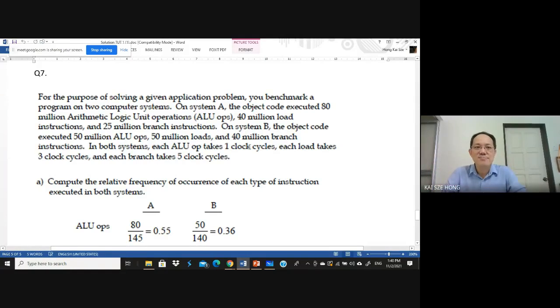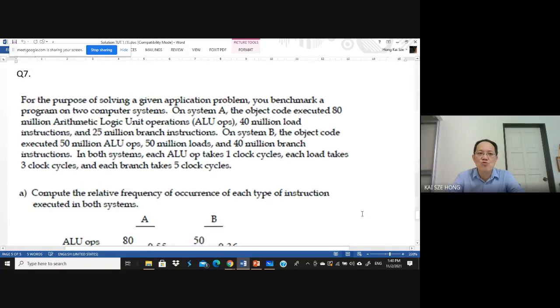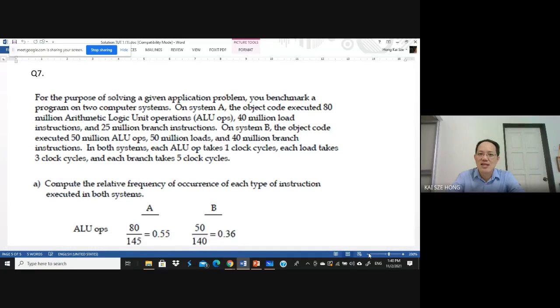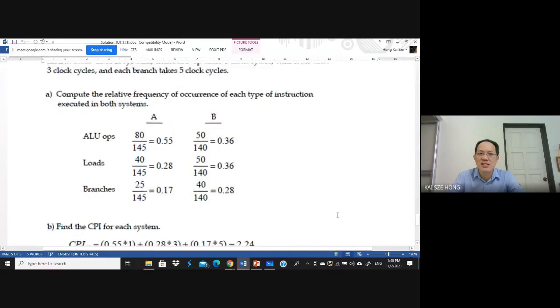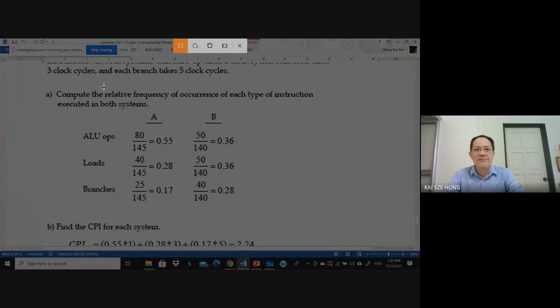So now, compute the relative frequency of the occurrence of each type of instruction executed in both systems. What is the relative frequency? Relative frequency means the frequency compared to the total frequency. So this is called the relative frequency.